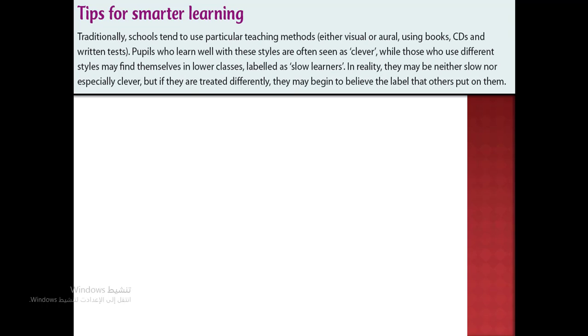Traditionally, schools tend to use particular teaching methods, either visual or oral, using books, CDs, and written tests. Pupils who learn well with these styles are often seen as clever, while those who use different styles may find themselves in lower classes, labeled as slow learners. In reality, they may be neither slow nor specially clever. But if they are treated differently, they may begin to believe the label that others put on them.